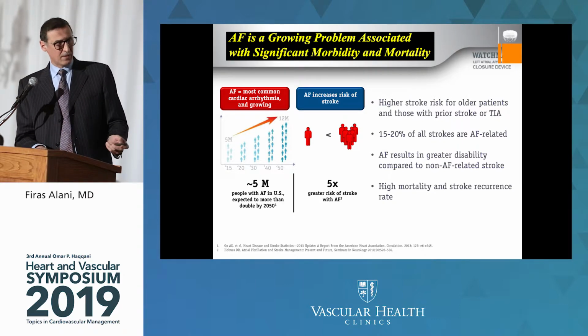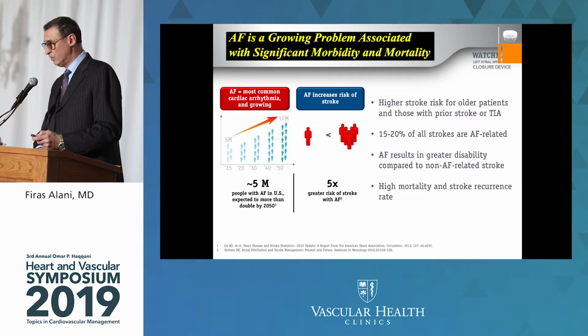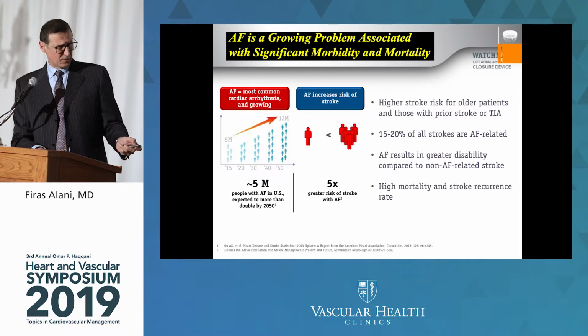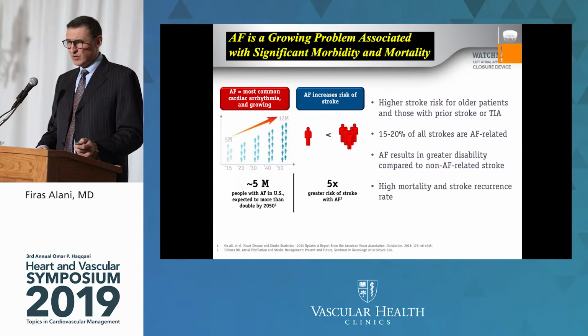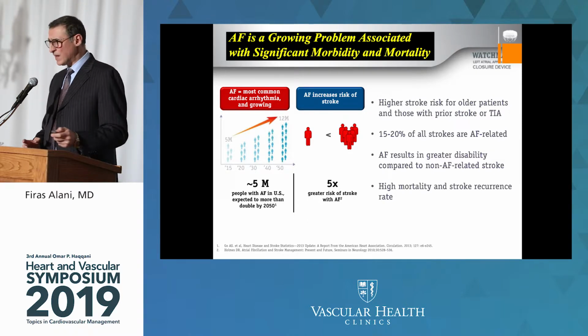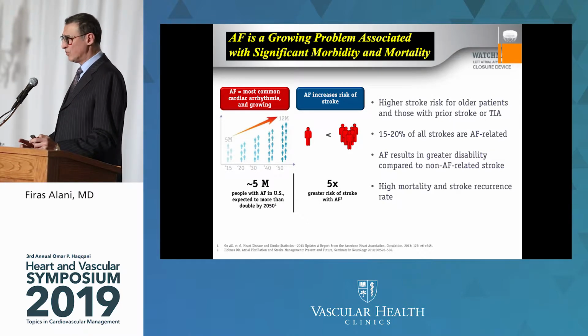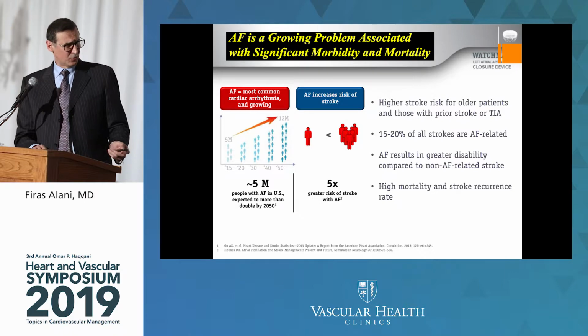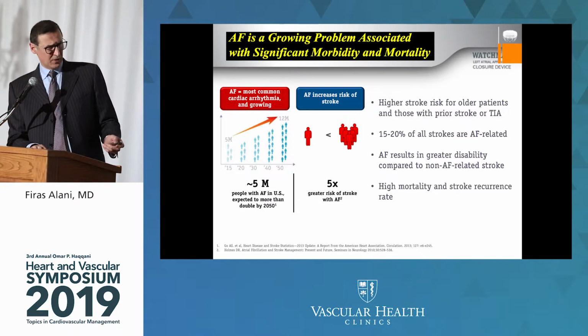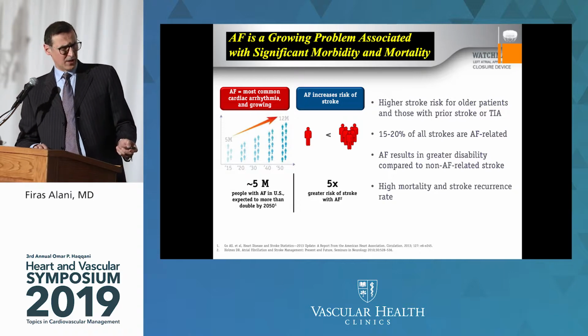So briefly, AFib is a large population. It's going to grow; it's expected to grow even more by 2025. There are about 5 million patients. The problem with AFib patients is that they usually have major strokes, and it has to do with the size of the thrombus. Atrial fibrillation also results in greater disability, again major stroke, and a higher mortality.